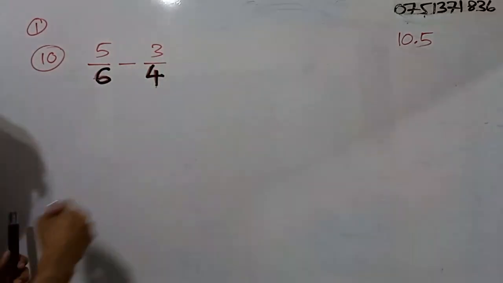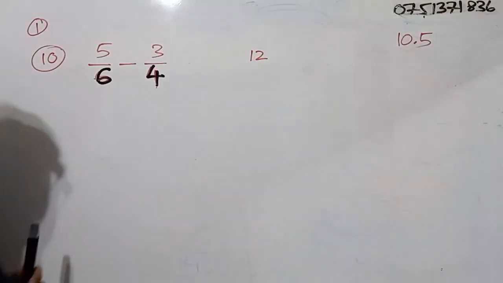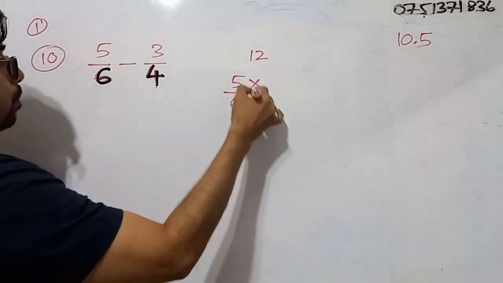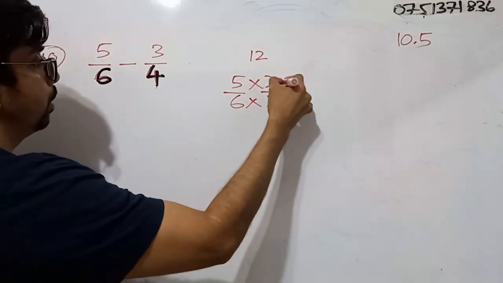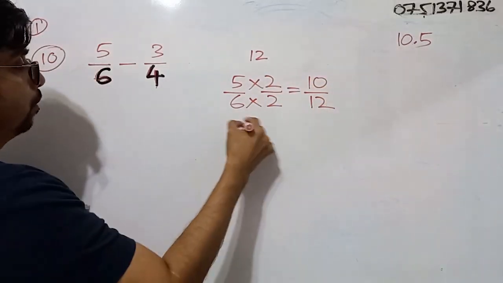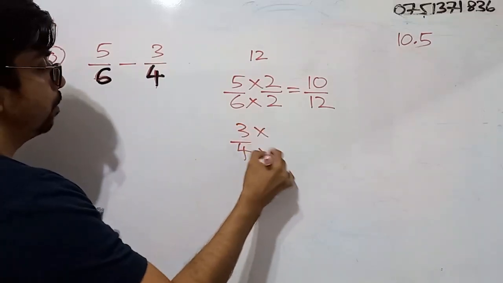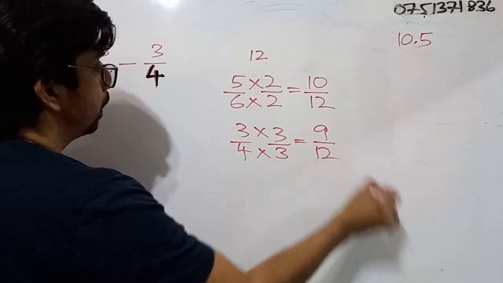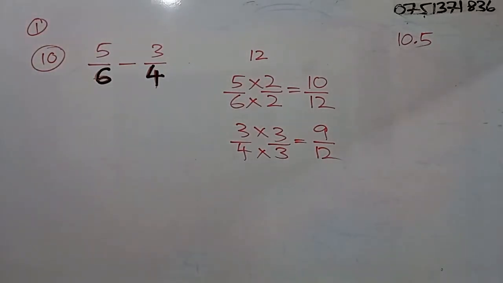Okay, so here we have a 6 and a 4 as the two denominators of the two fractions. So the LCM will be what? 12. So 5 by 6, I have to multiply both denominator and the numerator by 2. So this becomes what? 10 by 12. 3 by 4, I'll have to multiply both denominator and the numerator by 3. So this becomes what? 9 by 12.